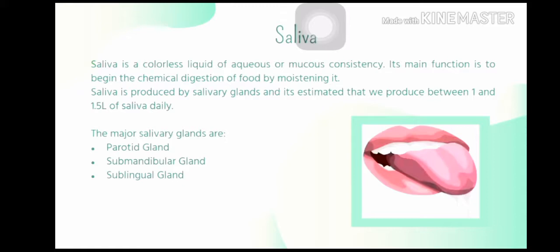Next, we have the submandibular gland. This one has the size of a nut and it's located on the floor of the mouth. Next and last, the sublingual gland. This one is the smallest in volume and weight.